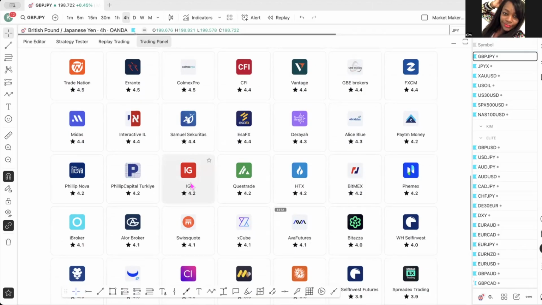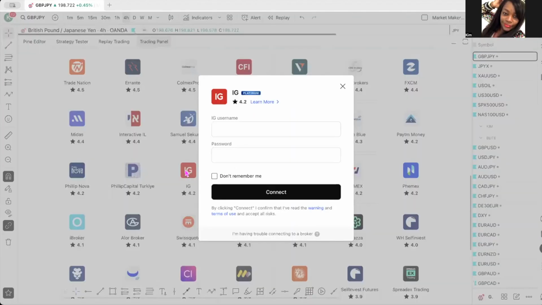Gotcha. So I will definitely do a demonstration on TradingView. You can connect your account to TradingView. This is what I wanted to ask you, how do I do that? You just click on here and then sign in like you do your IG account. Can you show again how you got to this page?